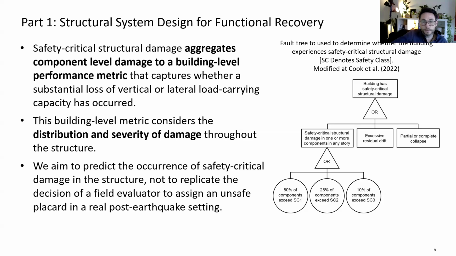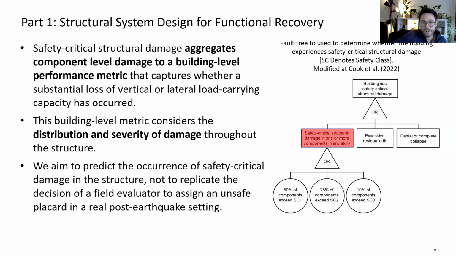And to calculate the probability of safety critical damage, we use the fault tree that you can see on the right hand side of the slide. And you can see in that diagram, the fault tree has three main branches that are evaluated to determine whether there's been safety critical structural damage in the building.